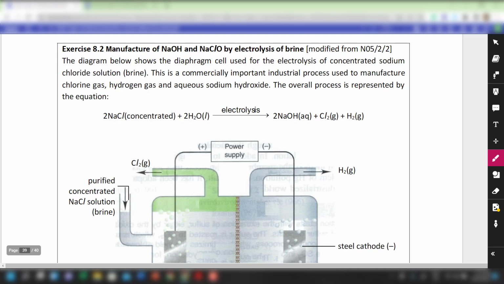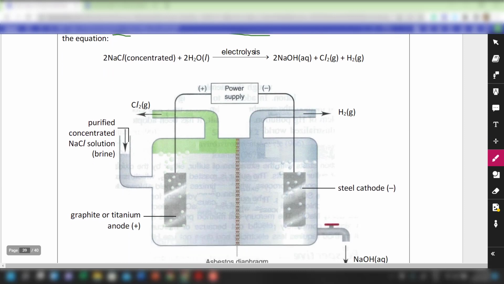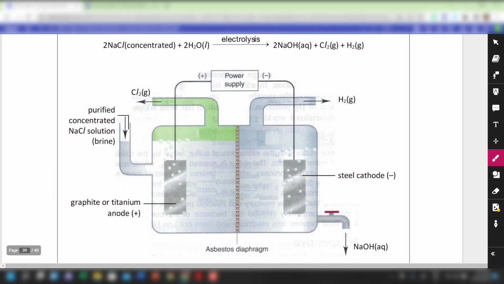So the diagram below shows the diaphragm cell used for electrolysis of concentrated sodium chloride, which is known as brine. This is a commercially important industrial process, okay, used to make chlorine gas, hydrogen gas, and aqueous sodium hydroxide. Yeah, so you notice that this kind of setup, usually it will be built very near to the sea, so that you can get seawater easily. Okay, so that is brine, concentrated sodium chloride. Okay, so what's going to happen here is that concentrated sodium chloride will be introduced over here. Okay, and then we will have graphite or titanium anodes.